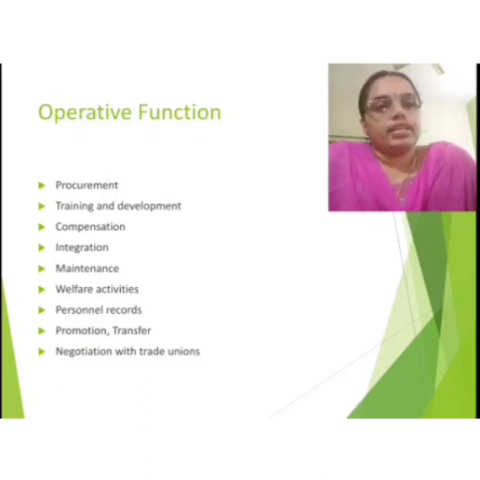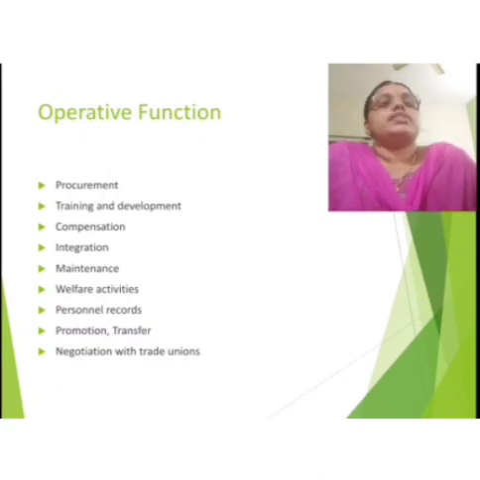After training and development, next is compensation. The HR department must determine the remuneration or compensation of workers in the organization. The employees must get adequate and equitable remuneration for their work done. It may be in the form of monetary or non-monetary.